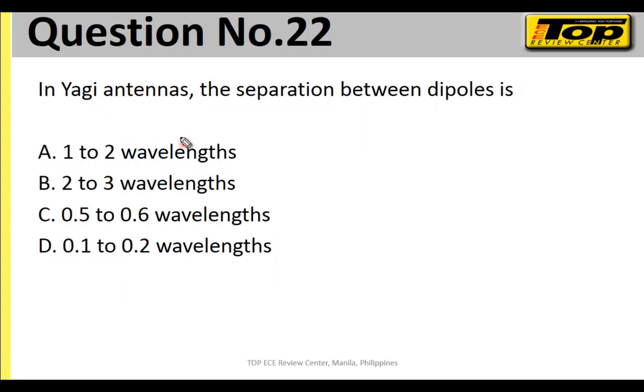Number 22. In Yagi antennas, the separation between dipoles is... Ito yung mga tipo ng tanong na tatandaan mo na lang siya. Tama? Hindi ka pwedeng mag-isip dito, dahil wala ka namang iisipin dito. Hindi mo naman siya i-analyze. You really just have to remember this. Okay? So, ang separation between dipoles, alam natin that Yagi antennas have many dipoles. So, ang separation between dipoles is practically 0.1 to 0.2 wavelengths. Pakitandaan na lang po yan. Hopefully, lumabas yan na another point for us.